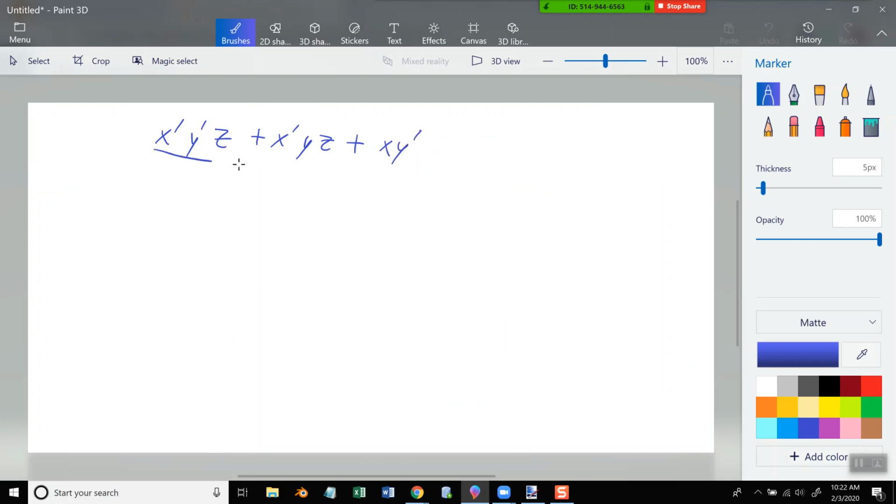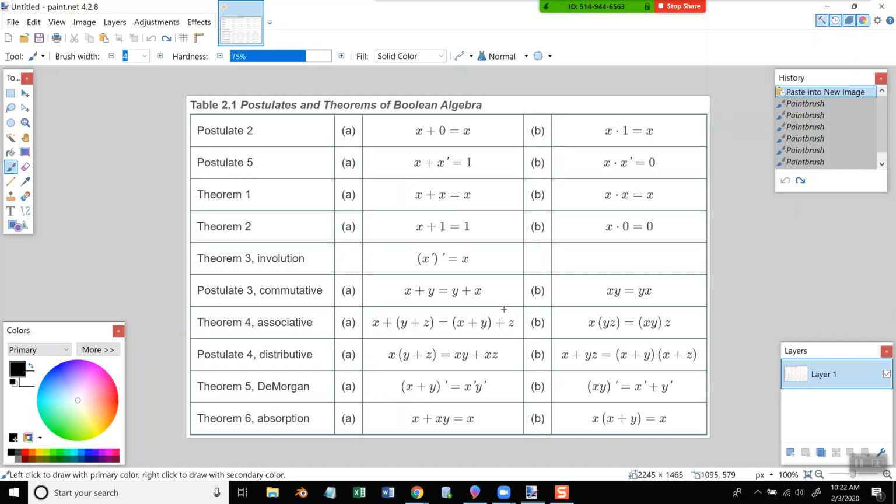If I look at these first two, they have an x prime in common. They also have a z in common. So I can factor those out. Now that's from the distributive property going backwards there. That's postulate 4a.